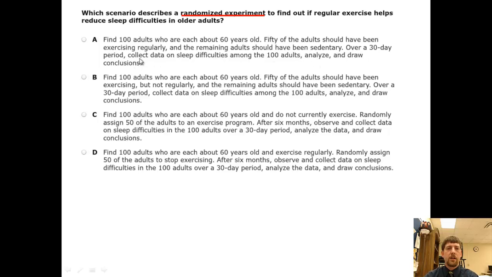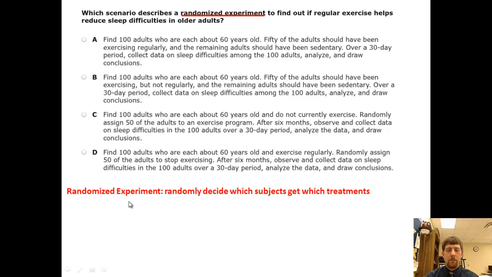Over a 30-day period, collect data on sleep difficulties, analyze, and draw conclusions. Well, we talked about in the last section, observational studies, where we look but don't touch. In a randomized experiment, we want to randomly decide which subjects get which treatments. Here in A, we're not deciding who exercises and who doesn't. This was 50 people who already exercise and the other 50 who don't. So this is observational because we didn't change any of their behavior. So choice A is out.